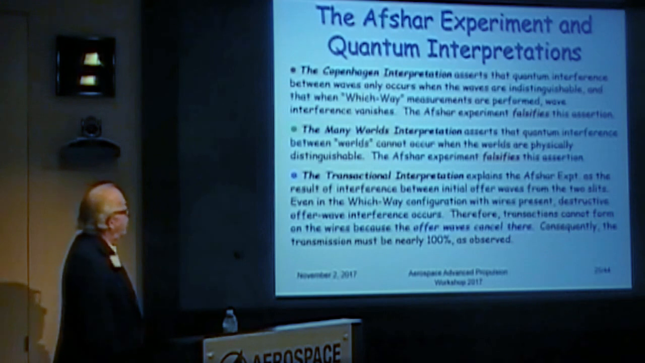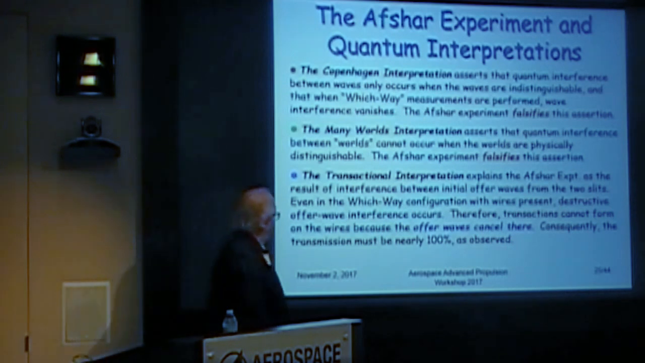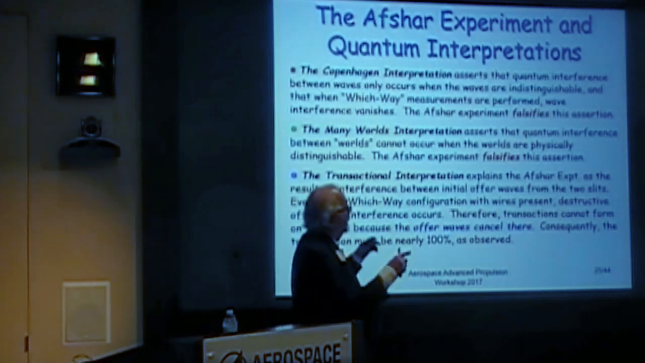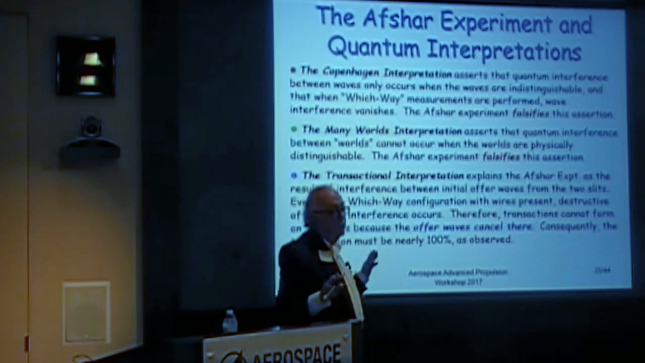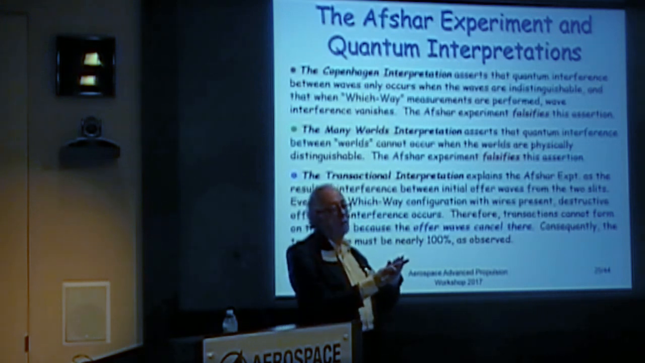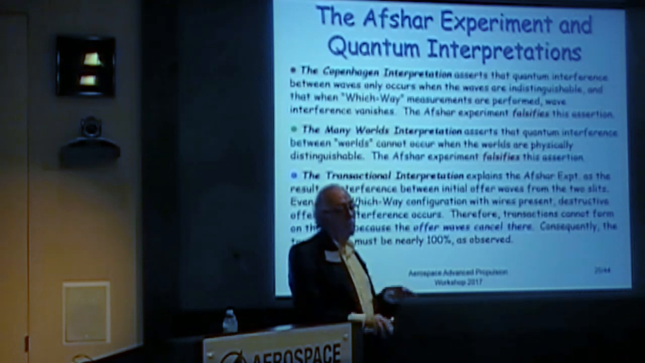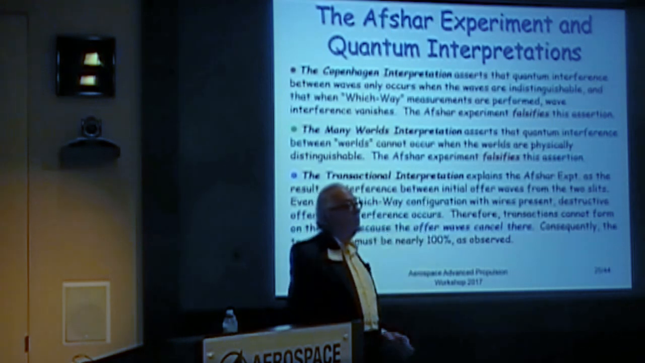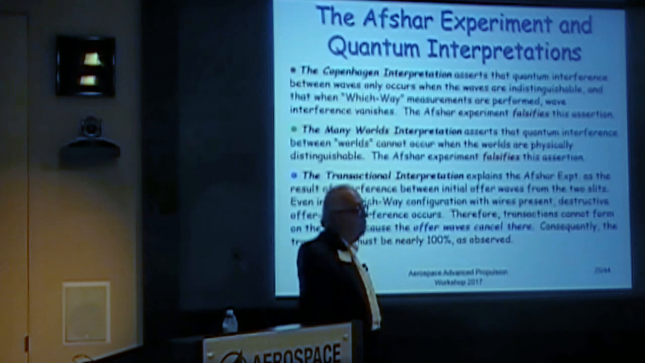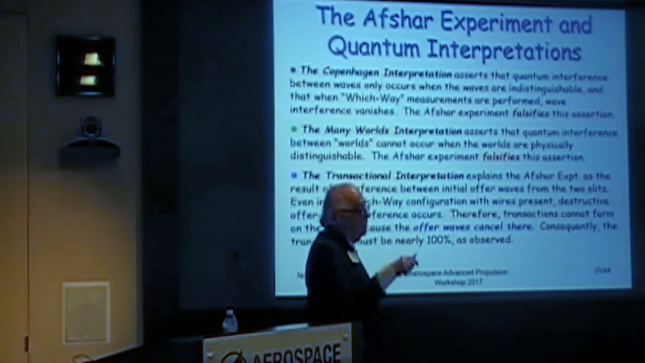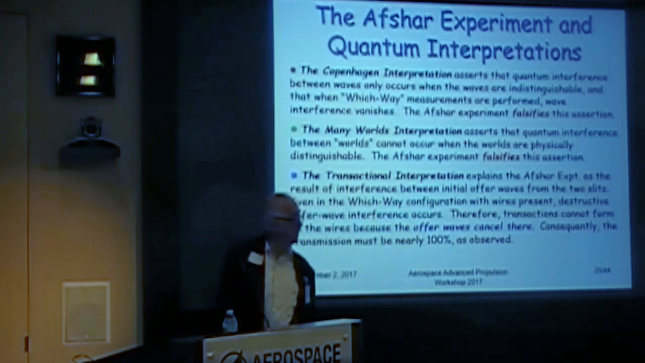The transactional interpretation doesn't really have much problem with this. The offer waves are what's interfering. They reach the wires and cancel out, so you can't have flux to the wires because there are no offer waves there to form transactions. Therefore, all the offer waves that can have transactions go all the way through to the detector, and so you should get 100%.